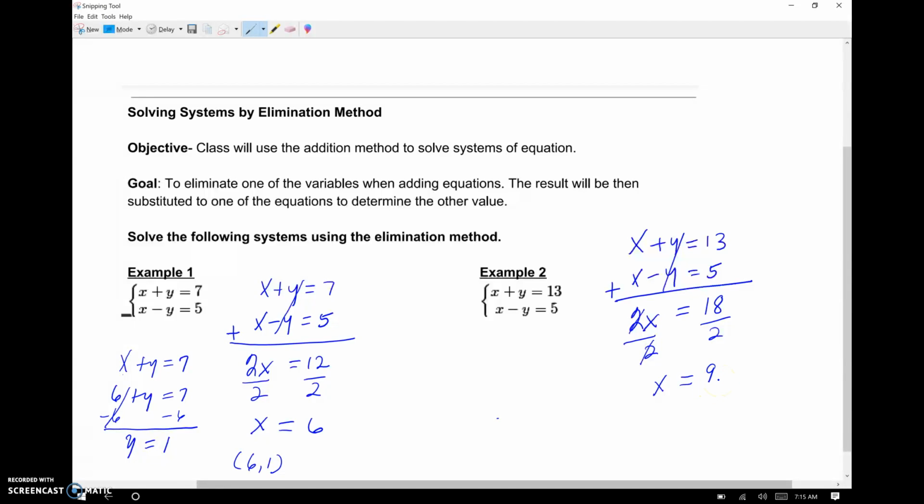So next what we need to do is substitute the 9 for x into one of the equations. So we have 9 plus y is equal to 13. We subtract 9 from both sides, and we have y is equal to 4. 13 minus 9 is 4. So the solution to the second problem will be (9, 4).